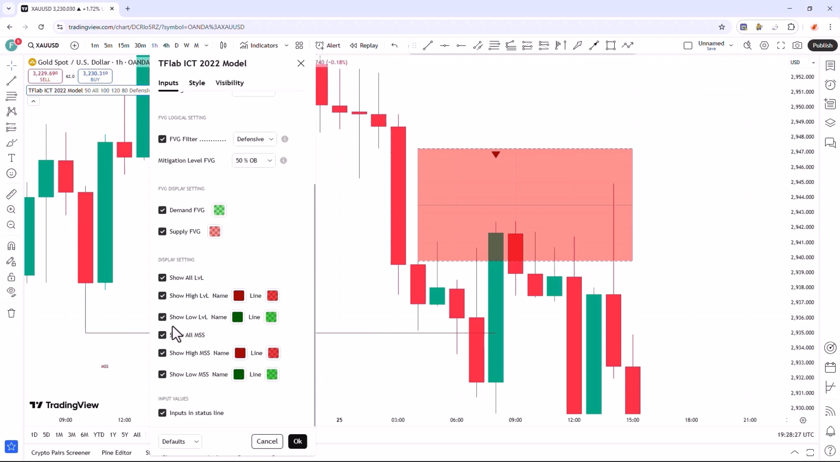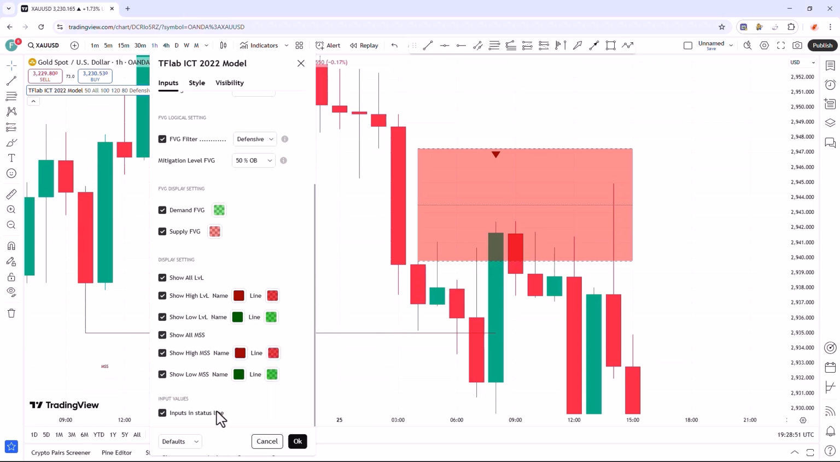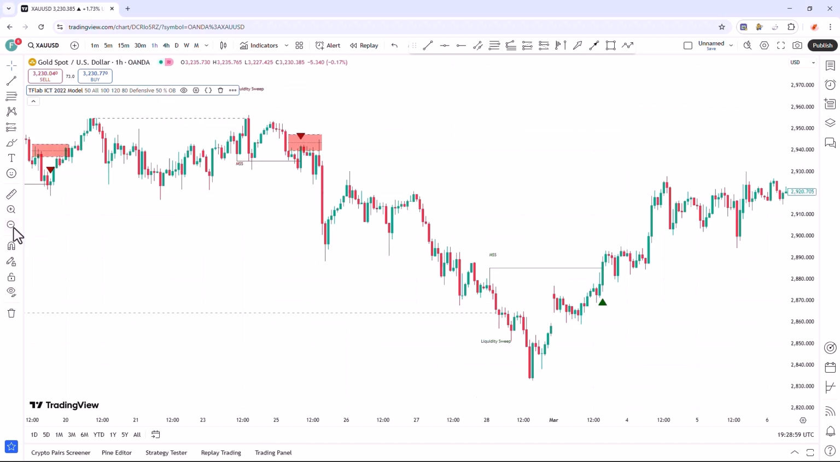Enable or disable the display of all MSS. Enable or disable the display of MSS high or low along with the name color and line color. And finally, enable or disable the entry status line, where you can configure its settings.